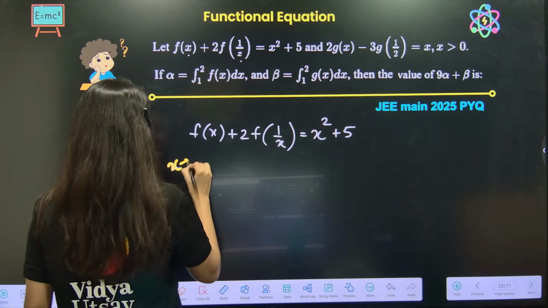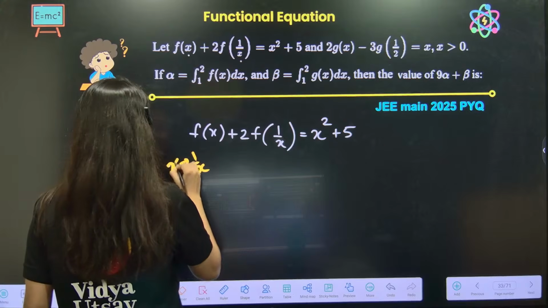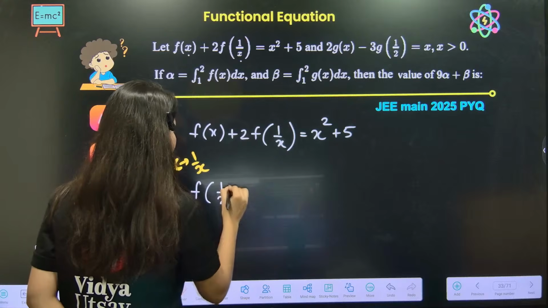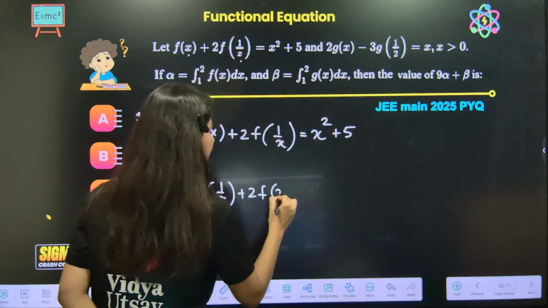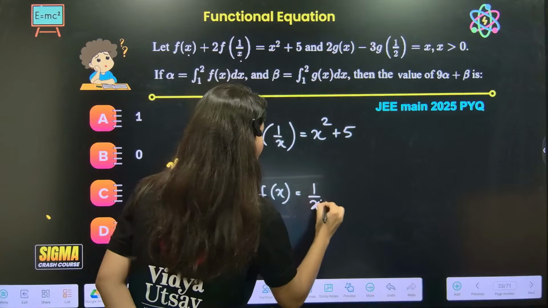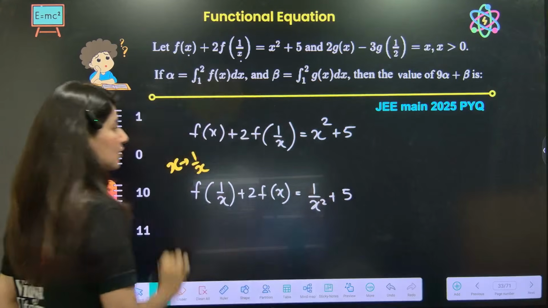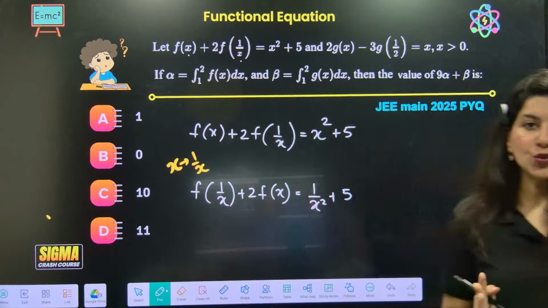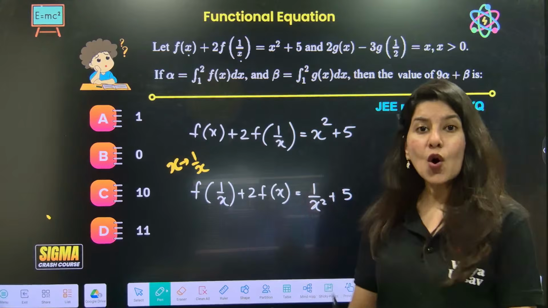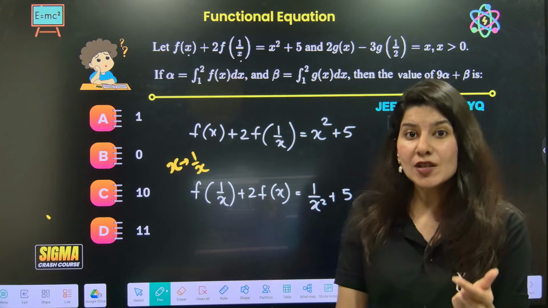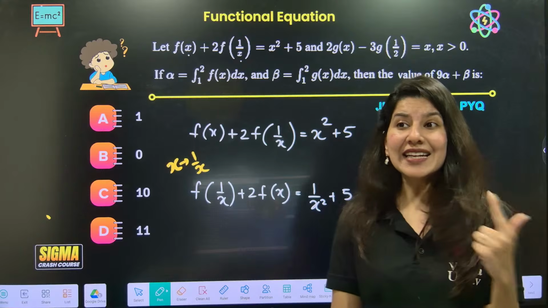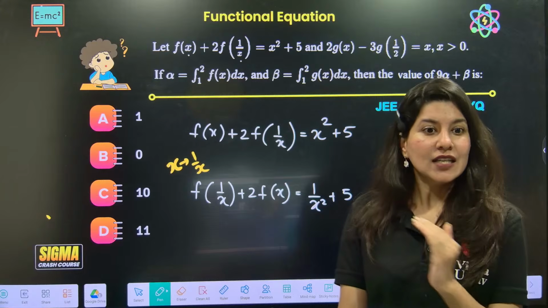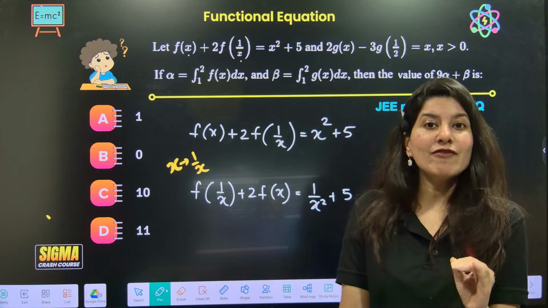x by 1 by x. What you have to do is replace x by 1 by x. So what will you get? x will become 1 by x, 1 by x will become x. And don't forget to replace throughout the whole equation. Once you are done with that, you have to solve these two equations by elimination method. Do you remember class 9, 10 substitution and elimination, 2 variables, 2 unknowns? Same thing. Here you just have to eliminate f of 1 by x.